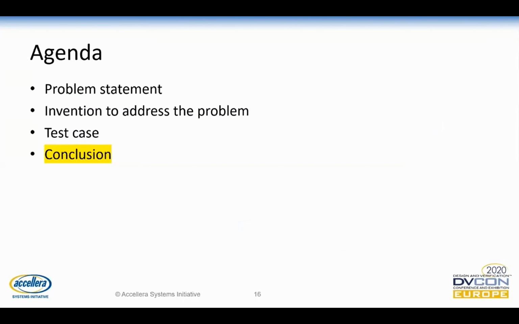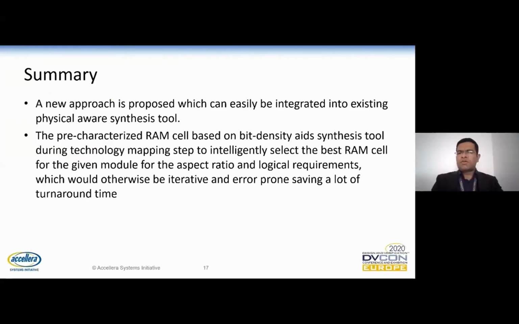So let me conclude. A new approach is proposed which can easily be integrated into an existing physical aware synthesis tool. The pre-characterized RAM cell based on bit density aids the synthesis tool during the technology mapping step to intelligently select the best RAM cell for the given module for the aspect ratio and logical requirements, which would otherwise be iterative and error prone, saving a lot of turnaround time.